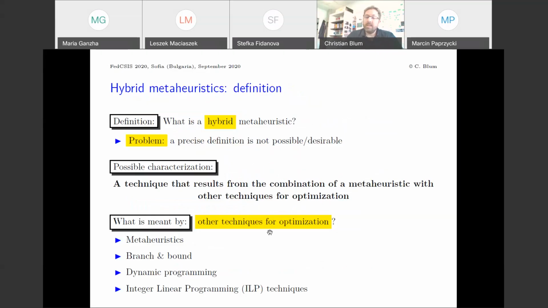Okay, so now let's talk about hybrid meta-heuristics. First of all, what is a hybrid meta-heuristic? There we run into the first problem. A precise definition is not really possible, or even desirable. We can give a possible characterization: it is a technique that results from the combination of a meta-heuristic with any other technique for optimization, not necessarily with exact techniques. Before I said exact techniques, because we are looking basically at exact techniques, but you can get a hybrid by combining a meta-heuristic with anything. So other meta-heuristics, for example, branch and bound algorithms, dynamic programming, and so on.